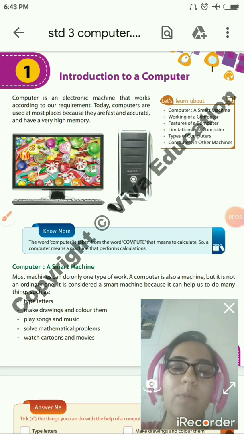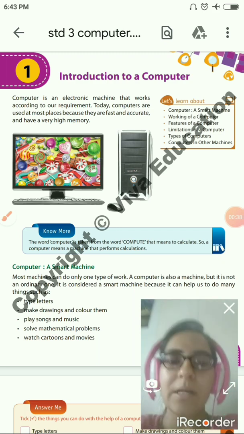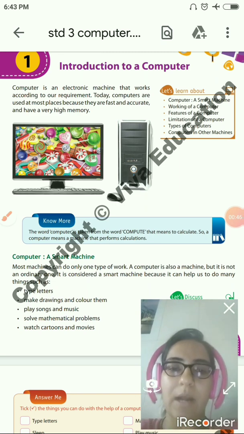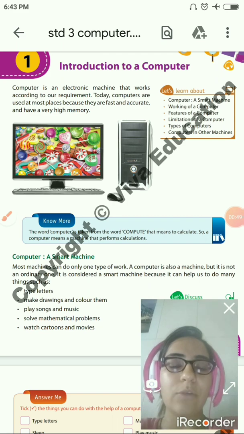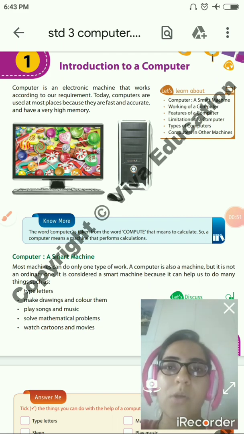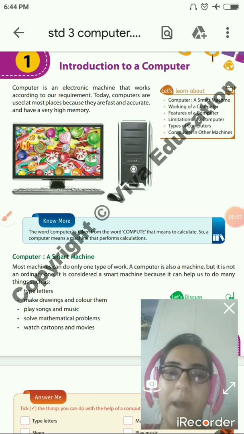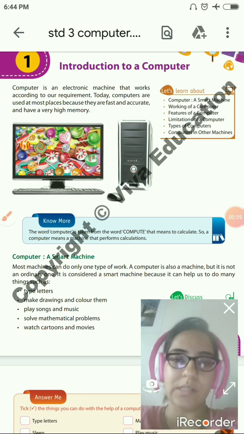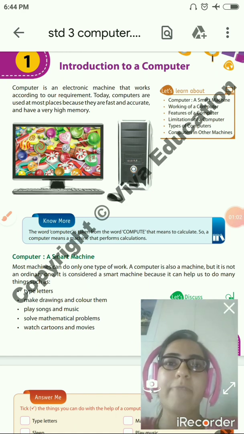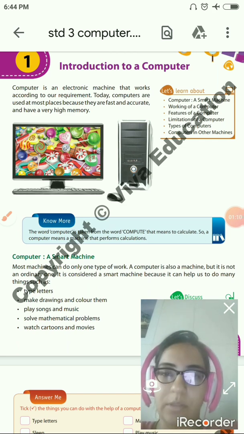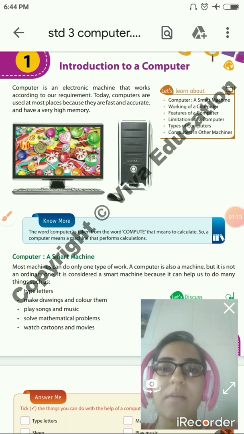In earlier times, when the computer was not invented, people used to perform calculations using sticks, stones, pebbles, fingers, etc. But after the invention of the computer, calculations became much easier. So, a computer is an electronic machine that works according to our requirement. Today, computers are used at most places because they are fast, accurate and have a very high memory power. You can store many things at a time in the computer, which is not provided in any other machine.